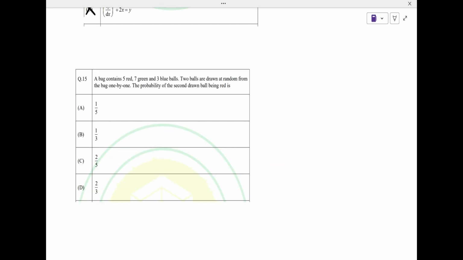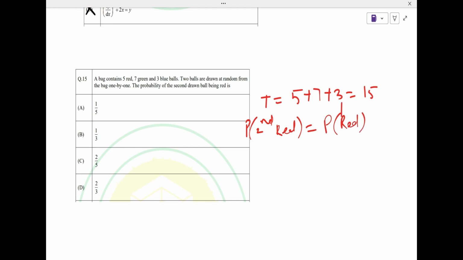A bag contains 5 red, 7 green, and 3 blue balls. Two balls are drawn at random from the bag one by one, which means it is without replacement. We are not putting the ball back inside. We have to find out the probability of the second drawn ball being red.